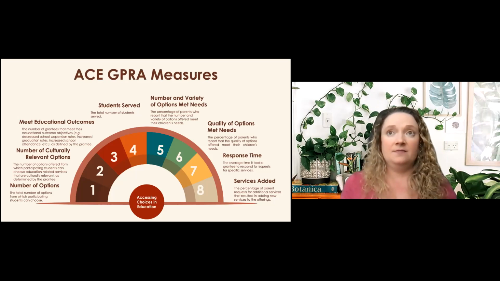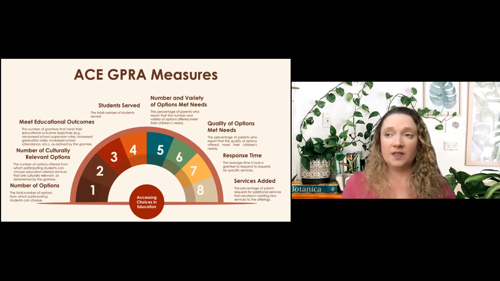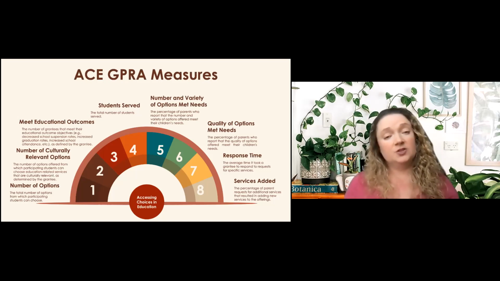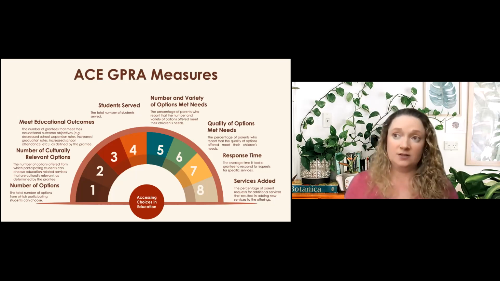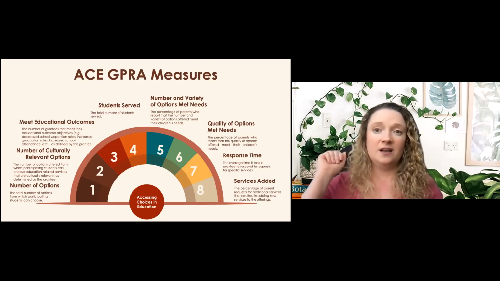Number 5, the number and variety of options that met needs. So you'll notice that for 5 and 6, this is referring to your parent feedback. So if you're doing that through a survey, a focus group, however you plan on doing that, that's where you'll be reporting whether the number and variety of service options that you're offering are meeting the needs of the students according to their families, and whether the quality of the options meet the students' needs. So you'll be able to report that based on how many families actually complete that survey and are happy with that.